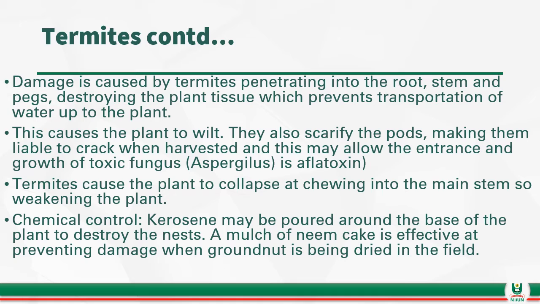So how do you control this kind of menace that is called termites? You can control them chemically by using kerosene, a byproduct of petroleum. Kerosene can be poured around the base of the plant, around the root area, to destroy the nest and scatter them. You see them running away, dancing around, and you destroy them.